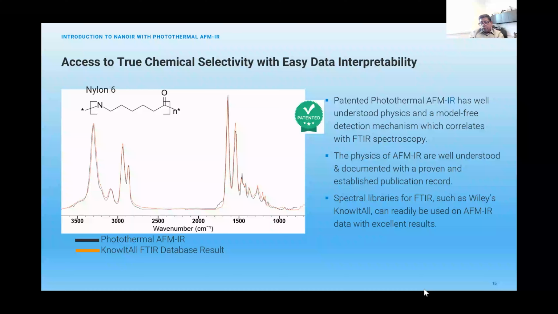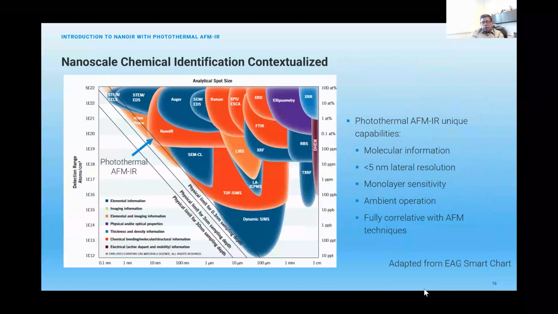The theory, the principle is well established, and a lot of groups have started publishing data from such techniques. So wherever you get the peaks, there is also a data table, like the know-it-all FTIR database, where you can find out what specific peak corresponds to what specific molecule. So these are already there. But if you look at the broader scale of identification methods, there are various methods that can give you the elemental information, chemical information. So this is like a broader picture. You can see here the nano IR falls within 1 to 10 nanometers. So mostly you can get chemical bonding and molecular or structural information with these techniques.